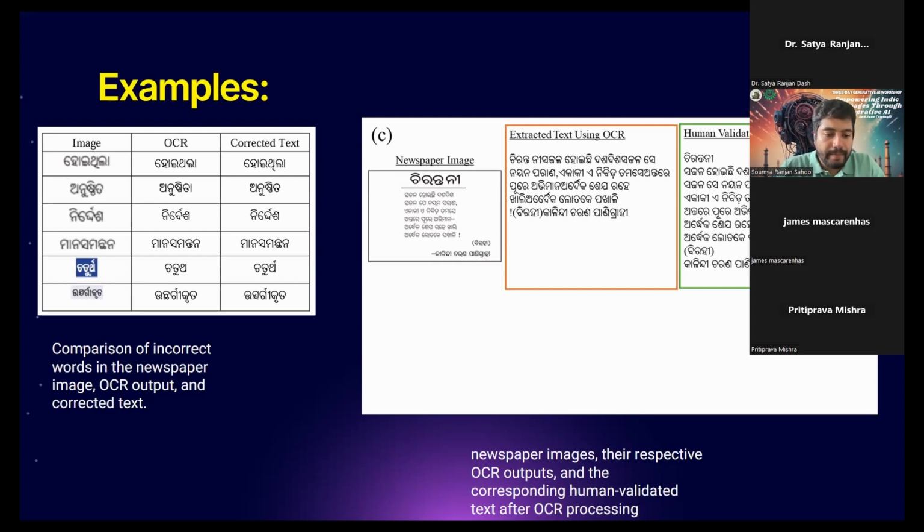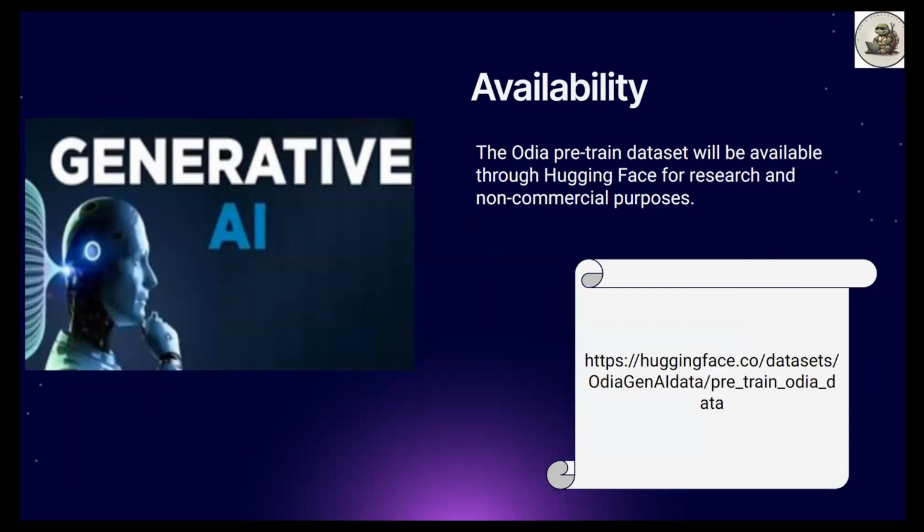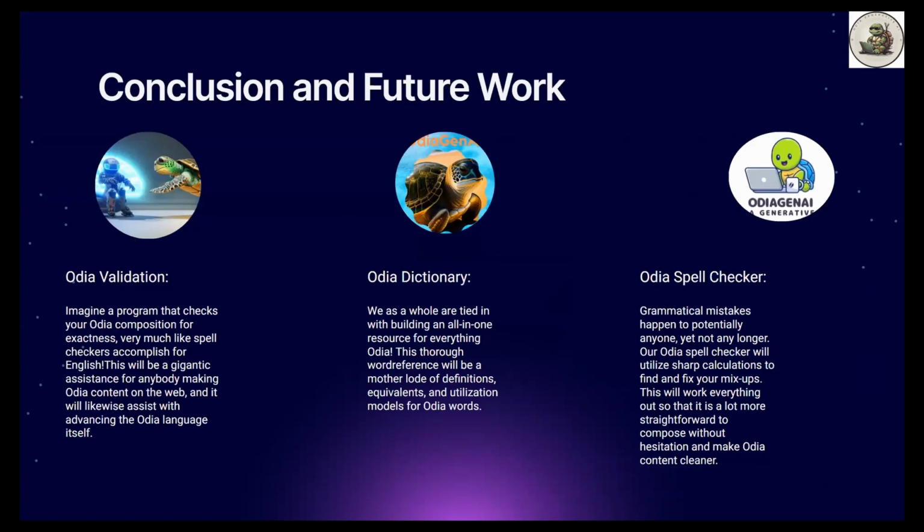Now availability. Our pre-trained Odia dataset will be available on Hugging Face for research and non-commercial purposes. Anyone can access it at the following URL. Conclusion and future work. The Odia LLM aims to provide tools such as an Odia spell checker, which will aid content creation and maintain language accuracy online. Future work includes the development of an Odia dictionary and a comprehensive spell checker to further support the Odia language.